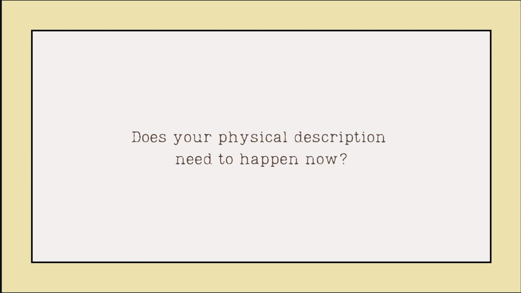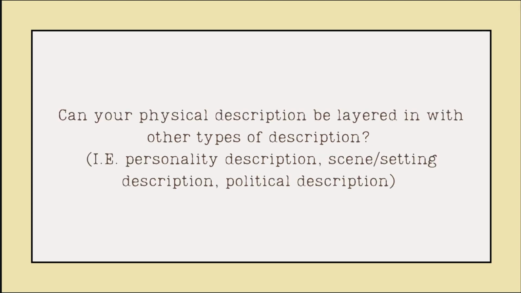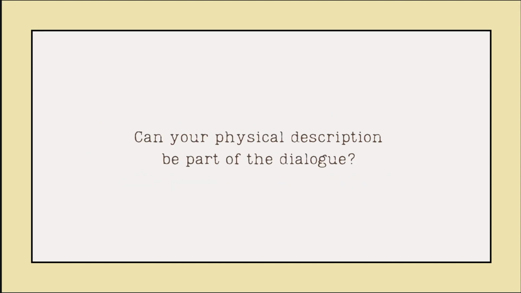Does your physical description need to happen now? Can you mention in a later chapter that he has gray eyes? Can your physical description be layered with other types of descriptions, i.e. personality description, scene setting description, or political description? The line of kings all had black hair, going back to the founding of the kingdom. Can your physical description be part of the dialogue? I had a huge crush on him until I saw that he was missing a finger. These are just a few of the questions you can ask yourself about physical descriptions to see if they actually are needed in your story.